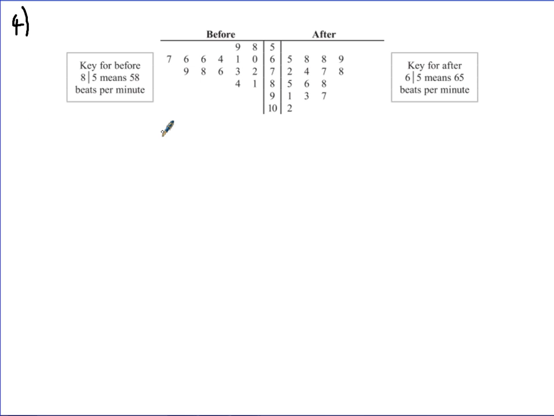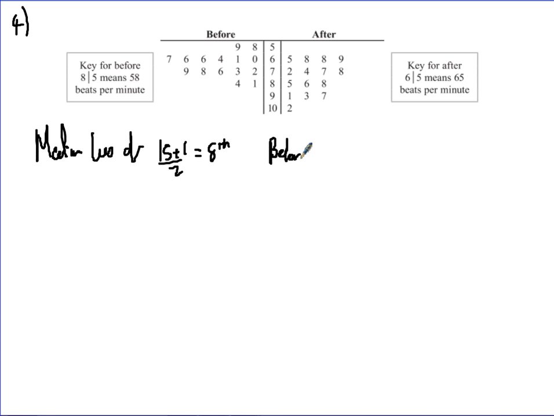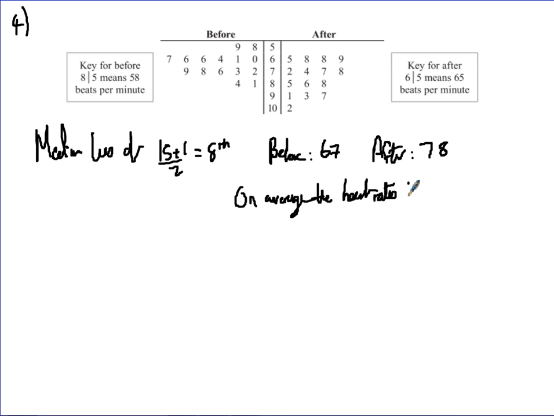So I think what I'll do here is do the median, because the median is quite easy to work out. We've got 15, so the median lies at 15 plus 1 divided by 2, so 16 divided by 2 is the 8th value. So if we count to the 8th value, before: 1, 2, 3, 4, 5, 6, 7, 8, so before it was 67, and after: 1, 2, 3, 4, 5, 6, 7, 8, after it was 78. So what has happened is that on average the heart rates have increased after walking upstairs.